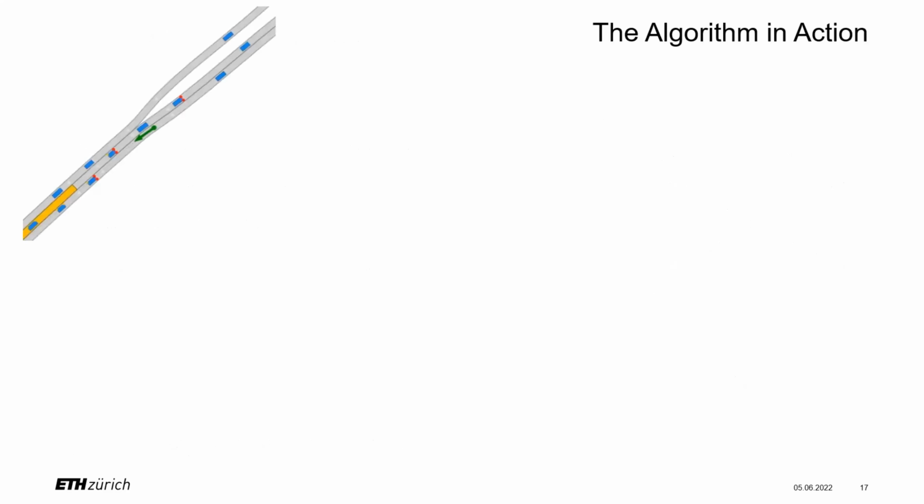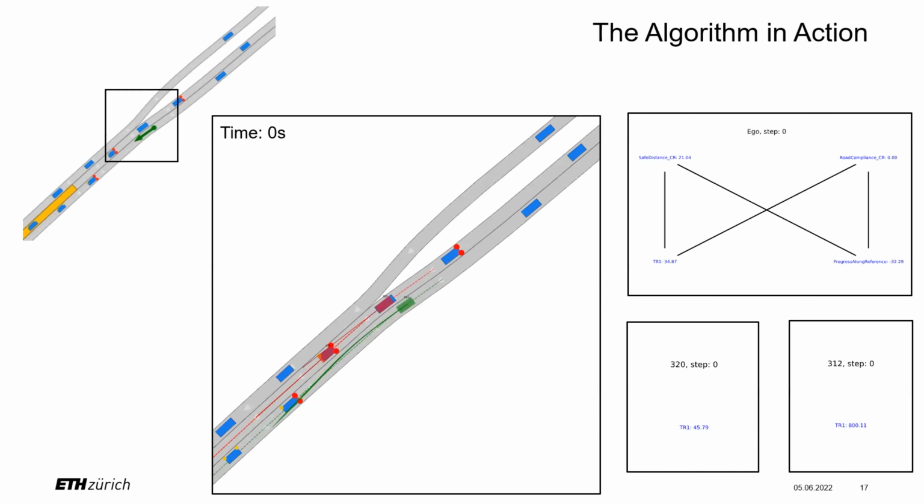Here we can see an animation of the algorithm in action. You will see on the top left of the slide a video of the car moving, and in the rest of the slide it will appear the decision-making step and all the costs involved. We can see at the first time step here, we generate a set of trajectories for the ego and one trajectory for all interacting vehicles, so the red ones.